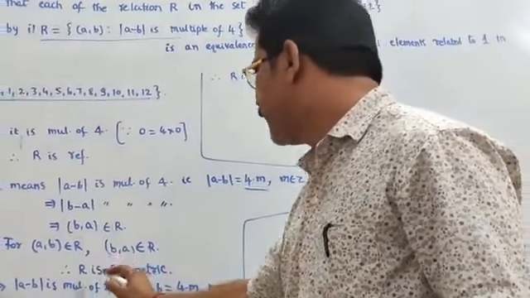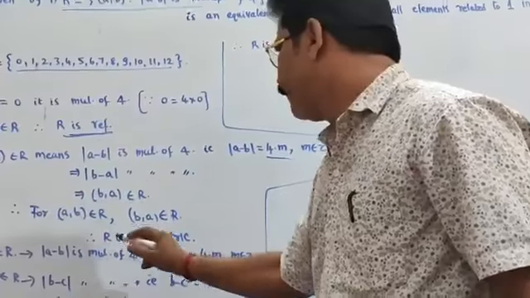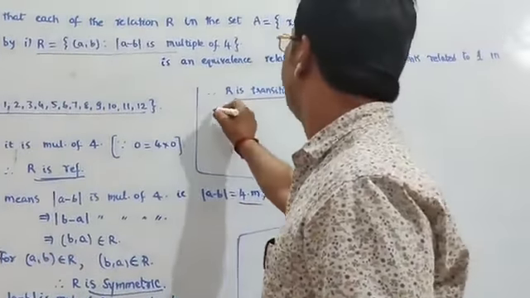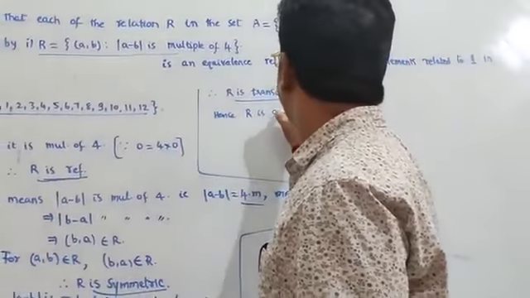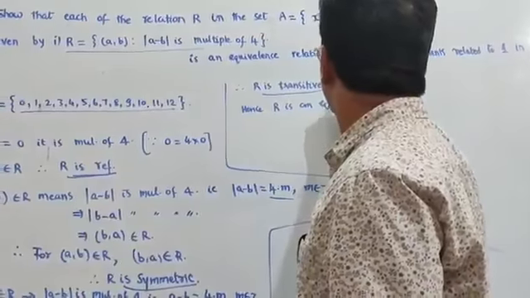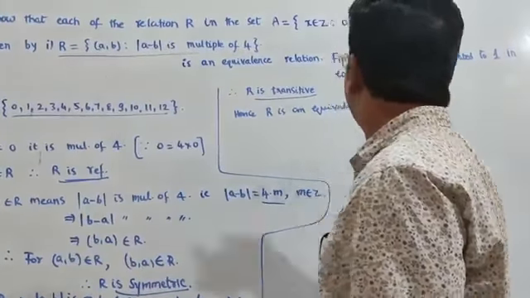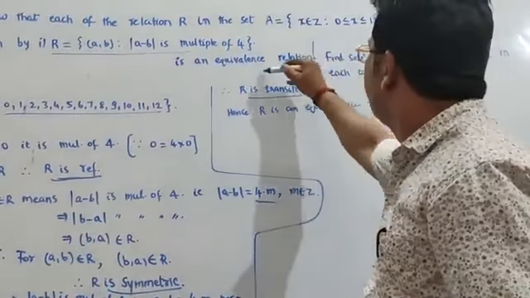Hence, R is reflexive, R is symmetric, and R is transitive. Hence R is an equivalence relation. Okay, this part is over.